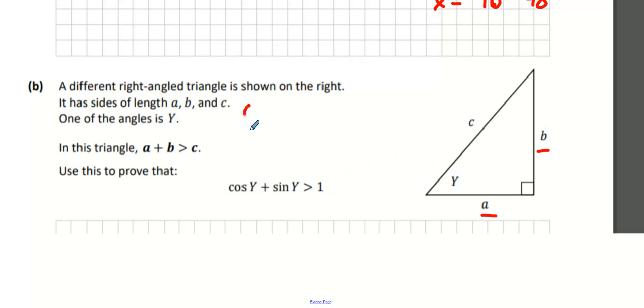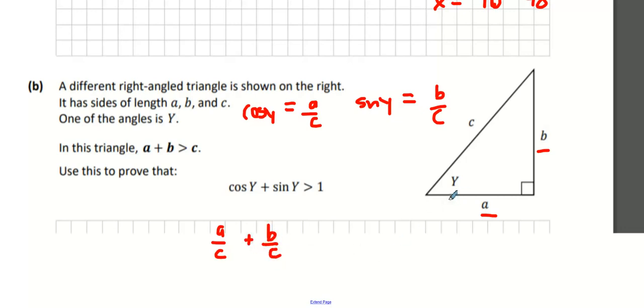We'll write down cos y is A over C. Sin y is B over C, which is opposite over hypotenuse. So it is A over C plus B over C. Now, is it greater than 1? Well, give it a common denominator. So I could change 1 to C over C, cancel the denominator, and then I get A plus B is bigger than C, so hence it's true. No bother.